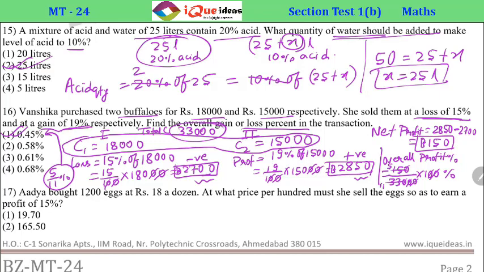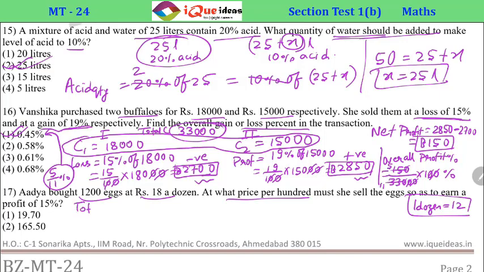It says Adya bought 1200 eggs at rupees 18 a dozen. Right. One dozen, for those of you who don't know, is equal to 12. Just like a century is 100, similarly a dozen is 12. At what price per 100 must she sell the eggs so as to earn a profit of 15%?